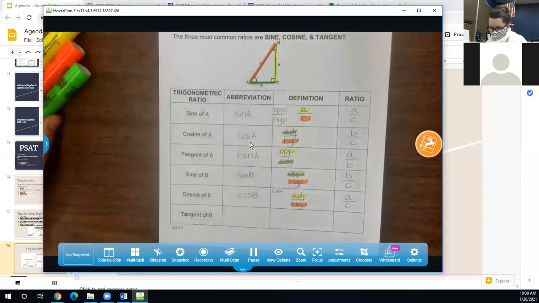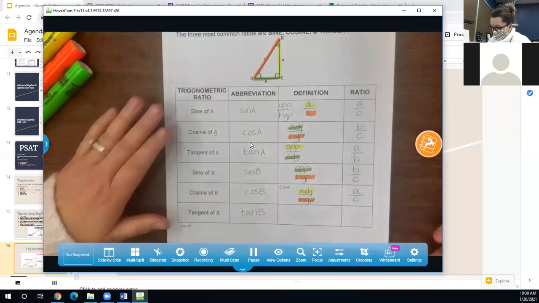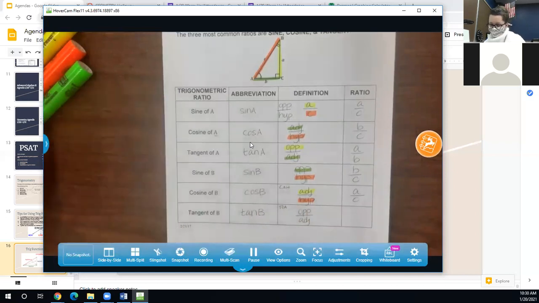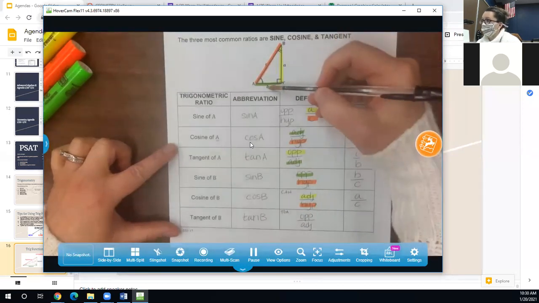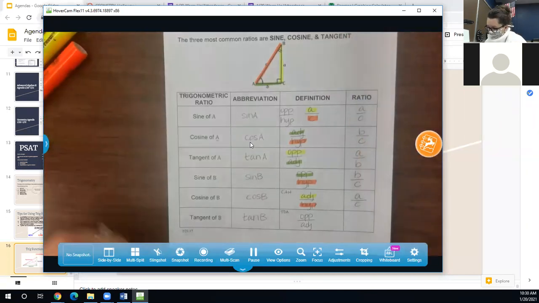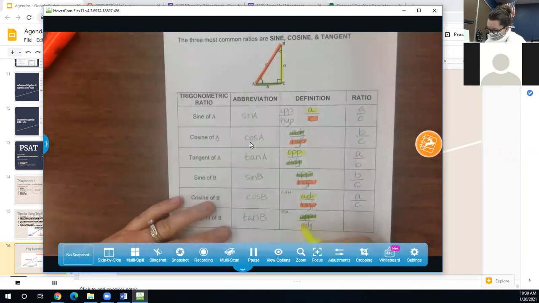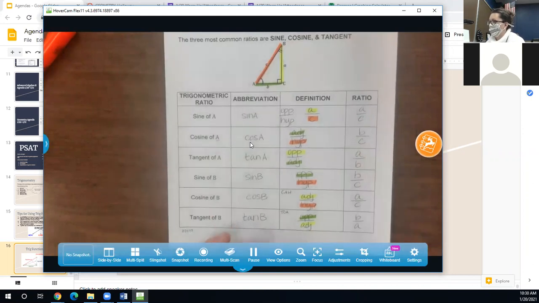All right, last one. And then I'm going to ask you a question in the chat, so be ready. We're going to do tangent of B. So abbreviated is tan B. So remember our definition is TOA, right? So it's opposite over adjacent. So let's get our highlighter out. From B, my across the street neighbor is little b, and my next door neighbor is a. So side b, side a. All right, so b divided by a is my ratio.